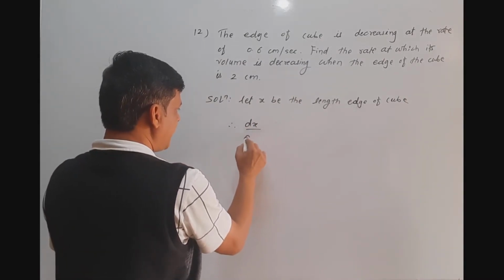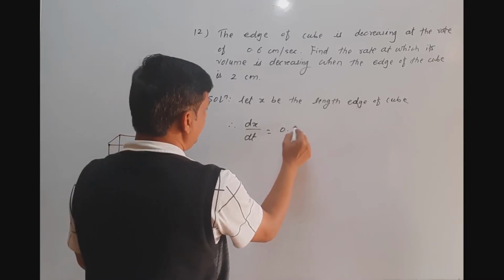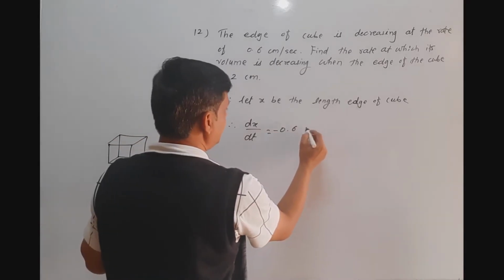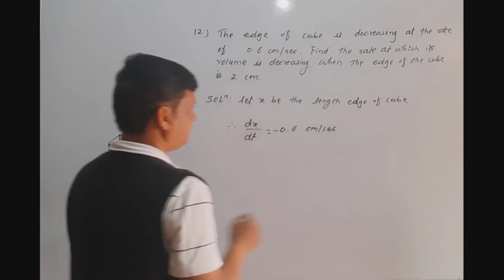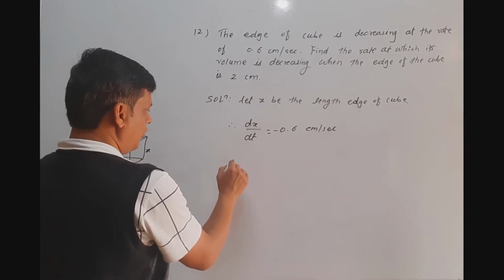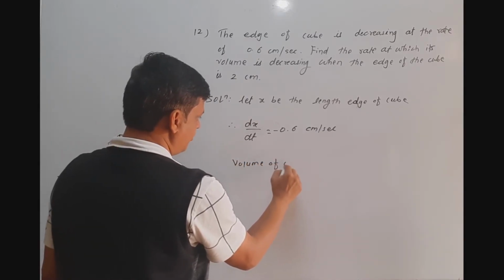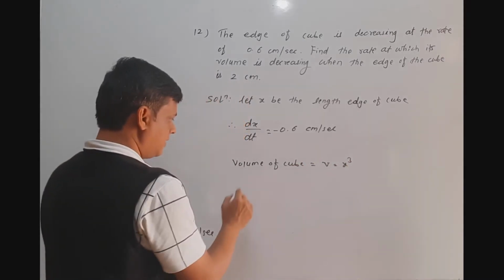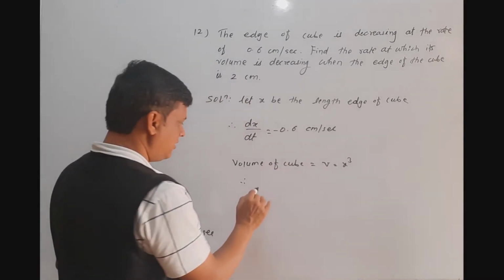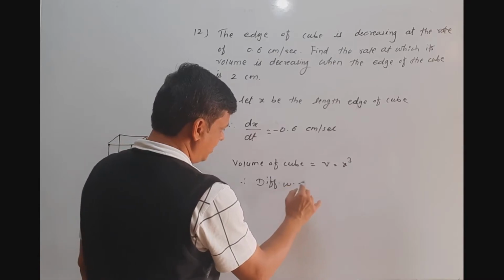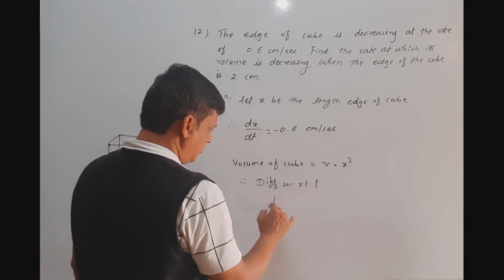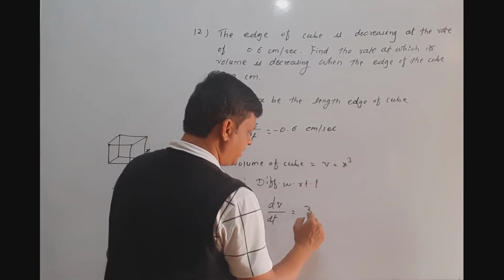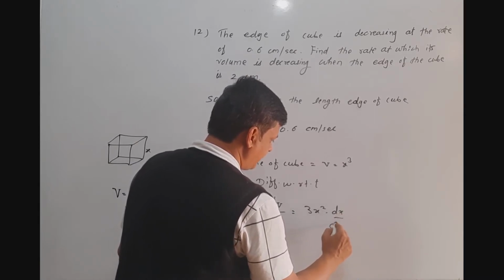Therefore dx by dt is equal to 0.6. Now this rate is decreasing, so we write minus 0.6 centimeter per second. Volume of cube is V equals x cube. Therefore, differentiate with respect to t. So change in volume, we write dV by dt is equal to 3x square into dx by dt.